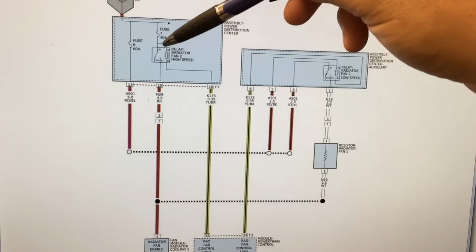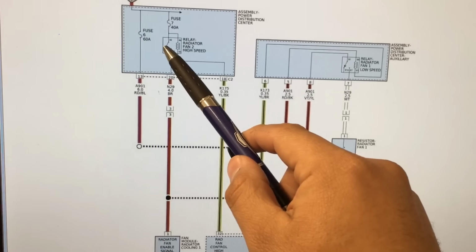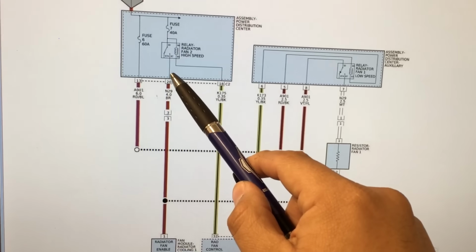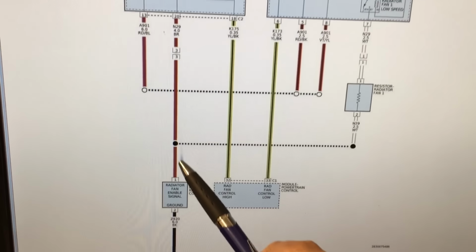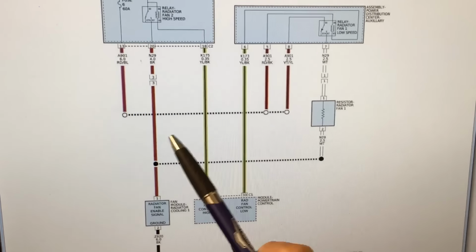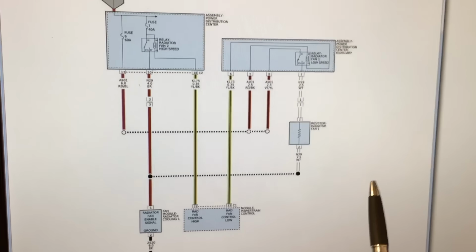Whenever the engine computer wants to activate the high speed for the fan, it's going to ground this circuit. Whenever it grounds the circuit, that's going to energize the coil, magnetize it, and close this switch. When this switch closes, power from this fuse flows through the relay, comes out through this wire, and goes directly to the cooling fan. So that's going to be unrestricted full system voltage right here, because there is no resistor to drop the voltage. So that's going to be the high speed for the fans. Hopefully you guys are following along.